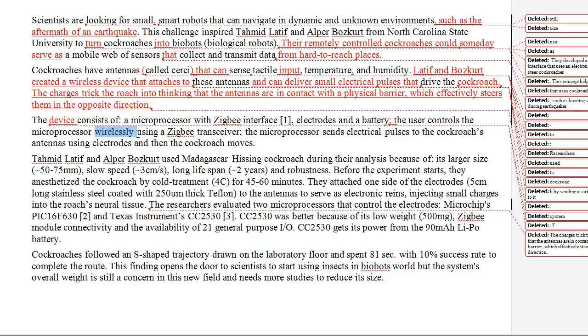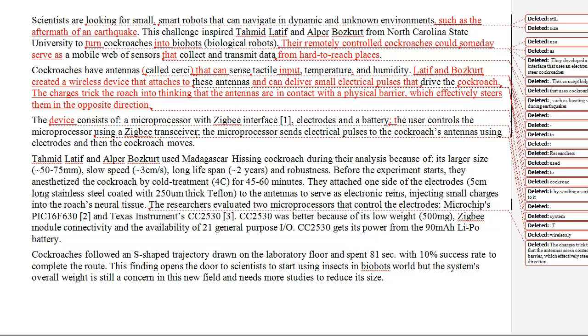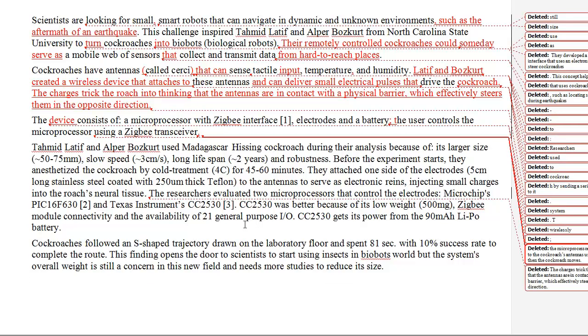I don't think we need to say wirelessly again, because we already said it was a wireless device, so we don't need to repeat ourselves. I'm going to end the sentence there. The fact that the microprocessor sends electric pulses to the cockroach's antenna using electrodes and the cockroach moves, guess what? We've already said that in the second paragraph, so we don't need any of that.